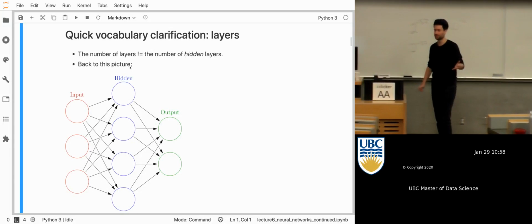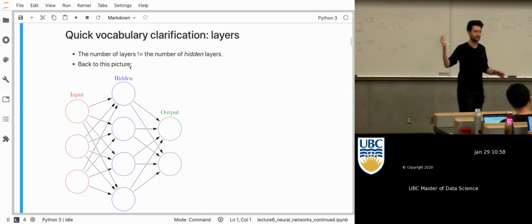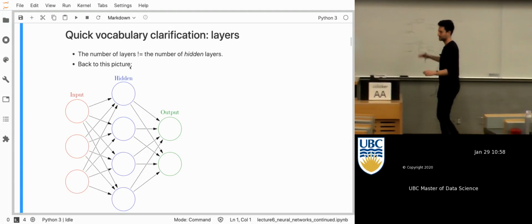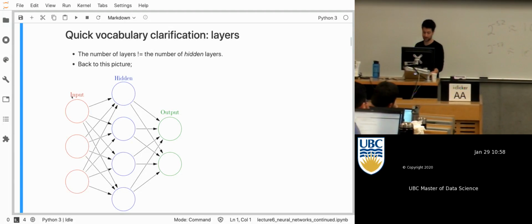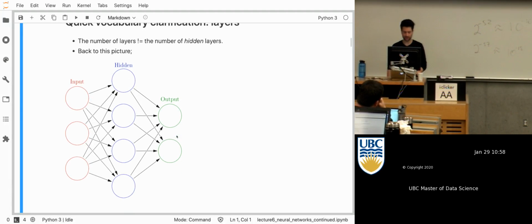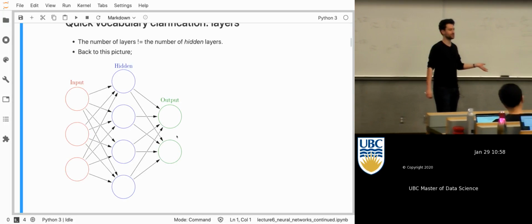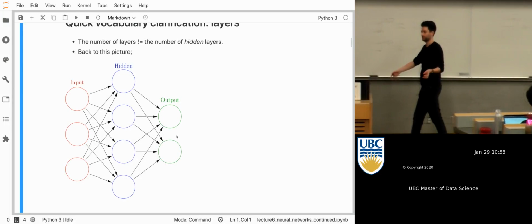Because I'm defining the number of layers as the number of times you do this transformation where you multiply by a matrix, add the biases, and apply the activation function. So to go from the first column to the second column, I'm calling that a layer, and that has its parameters associated with it. Then to go from the second to the third, I'm calling that a layer. So in general, the number of layers is one more than the number of hidden layers. Just watch out for that, because that can be super confusing.